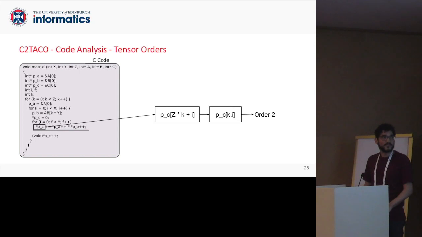And secondly, we try to guess the order of the tensors in the program. We do this with a combination of array recovery from pointers and array delinearization. So for example, given that pointer PC, we apply our transformations to get that PC is actually going over an array by using that affine expression Z times K plus I, which gives us PC[K][I], which means, okay, this tensor is likely to be of order 2.